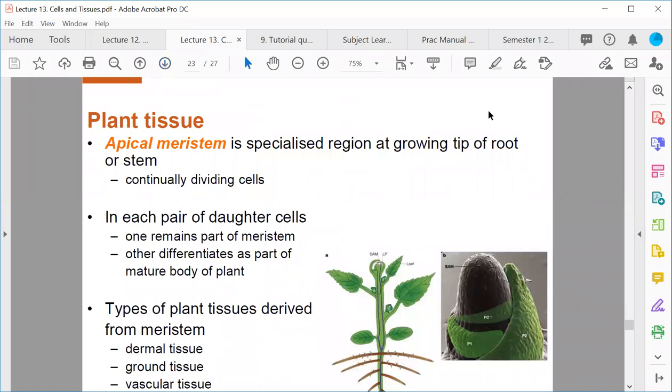All right, now we're going to move on to plant tissues. And unlike animals that have four major tissue types, plants have three major tissue types. But before we look at plant tissues, we're going to look at the most important growing regions of a plant. So let's take a look at this plant down here.